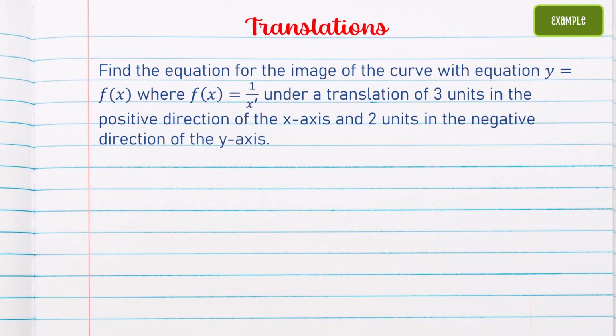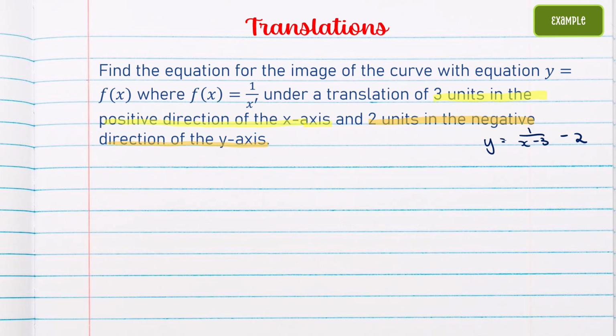So looking at this function here, we've got just a regular hyperbola. And what we're going to be doing with that hyperbola is moving it 3 units in the positive direction of the x-axis, so 3 units to the right. And then we're going to do 2 units in the negative direction of the y-axis. Now, some of you might already be able to tell me that this will end up being y is equal to 1 on x minus 3, minus 2. But I'd like to go through how we actually get there.